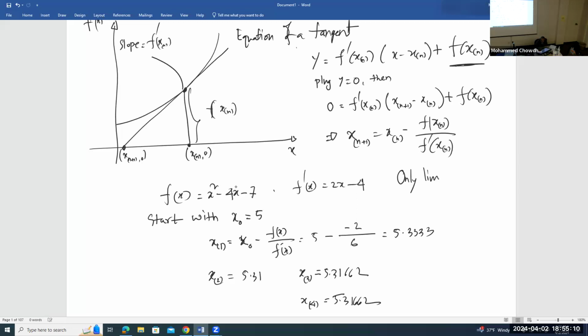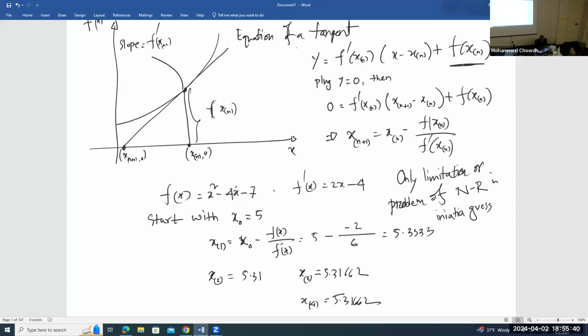The only limitation or problem of the Newton-Raphson method is the initial guess. So it is a very simple equation, x squared minus 4x minus 7, right?